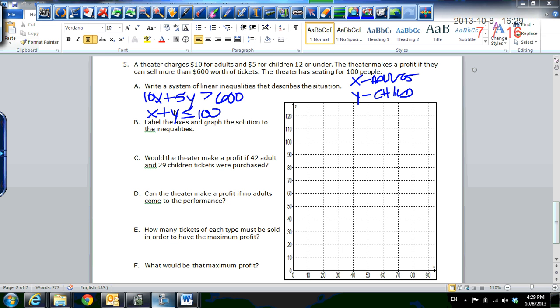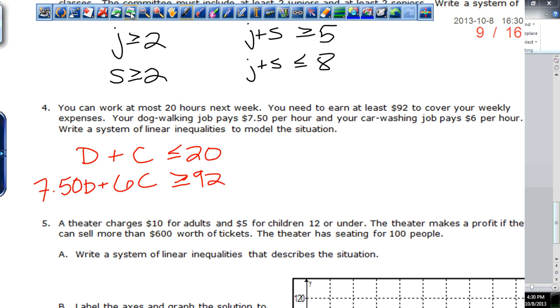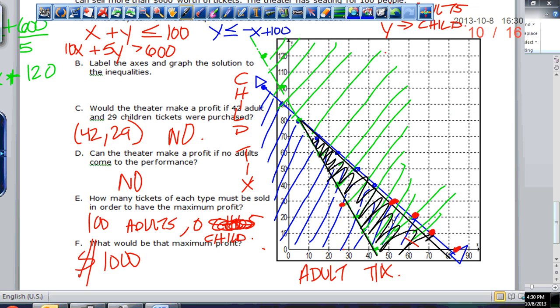My second equation is easier to graph first. That's y is less than or equal to negative x plus 100. And then my other equation, move x over. I get negative 10x plus 600. Divide both sides by 5. And y is greater than negative 2x plus 120. So we graph both of those. Let's see if I got a finished product here. Yeah. We graphed both of those, labeled my axes, did all that stuff.